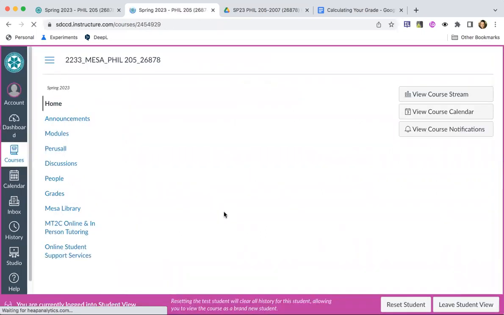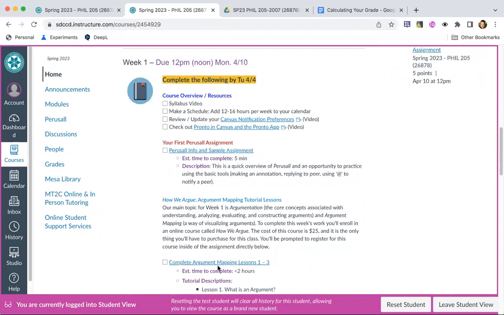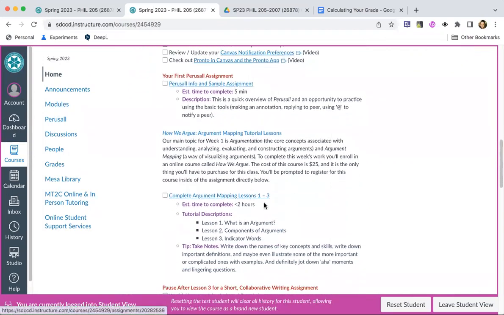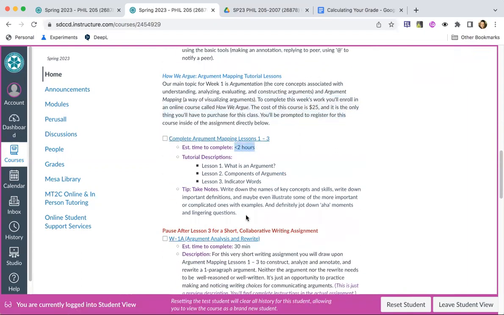Now that we've opened that assignment, just viewed it, that's the criteria we needed to meet to look at the next assignment, which is what? Those tutorials I mentioned. Here's a little overview of it. Your main topic is to practice the concepts and skills associated with argumentation. And to do that, you're going to register for a course. You'll be prompted to do that inside your first assignment, your first argument mapping assignment, called lessons 1 through 3. This assignment should take less than 2 hours.